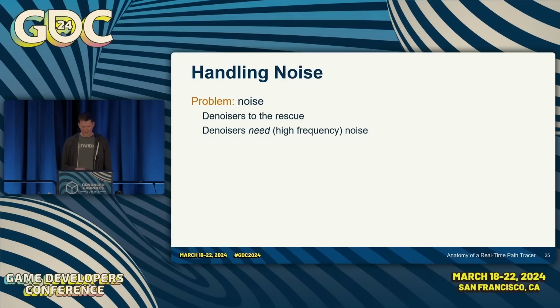Some important things to understand. Denoisers need noise to function properly, and specifically they need high frequency noise. If you give a real-time denoiser a stable image, it's going to get confused and produce generally bad, meaning blurry, results.